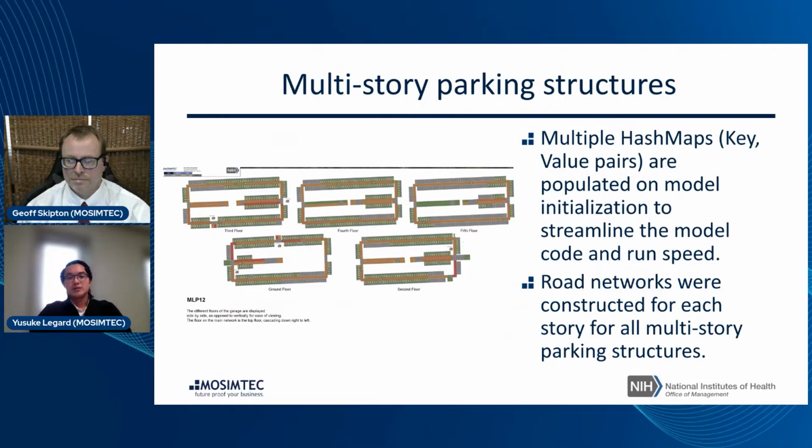When it comes to the multi-story parking structures and transforming them from the Z-plane to a unique road network in the two-dimensional space, a key part of this architecture was the use of multiple hash maps. These are populated on model initialization from our Excel inputs. This way, we streamline the code and improve the run speed of the model, since it has all been populated at the start of the run.